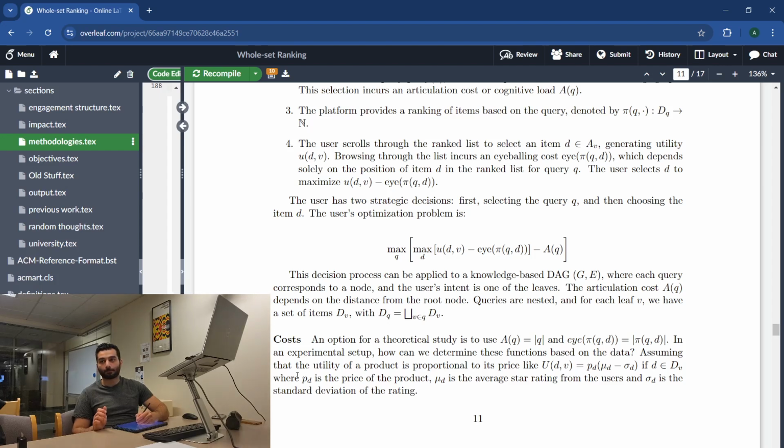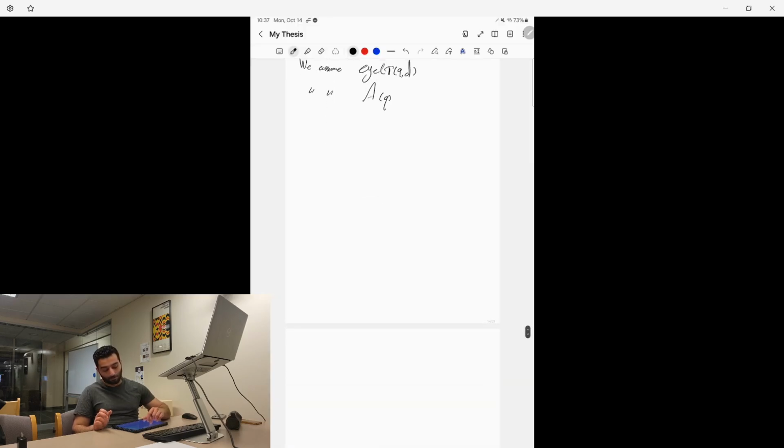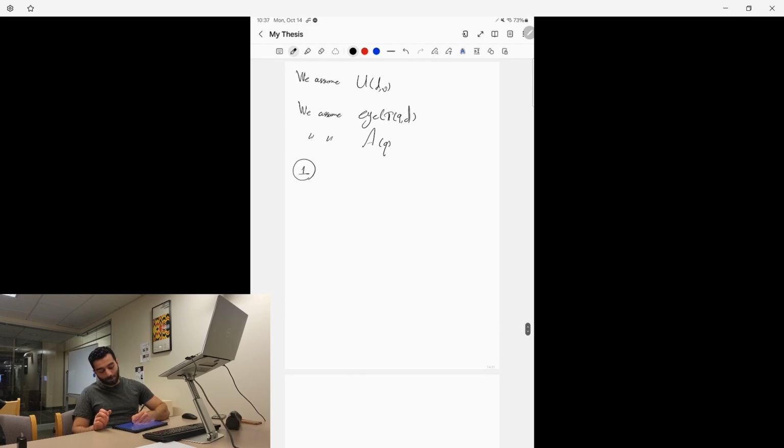What else? Eyeballing cost of pi of q and d. We assume AQ. Two rankings that I'm curious about are, one, pi QD, right? What is pi QD? We have a, so this is Q, and this is V1, for example, V2.